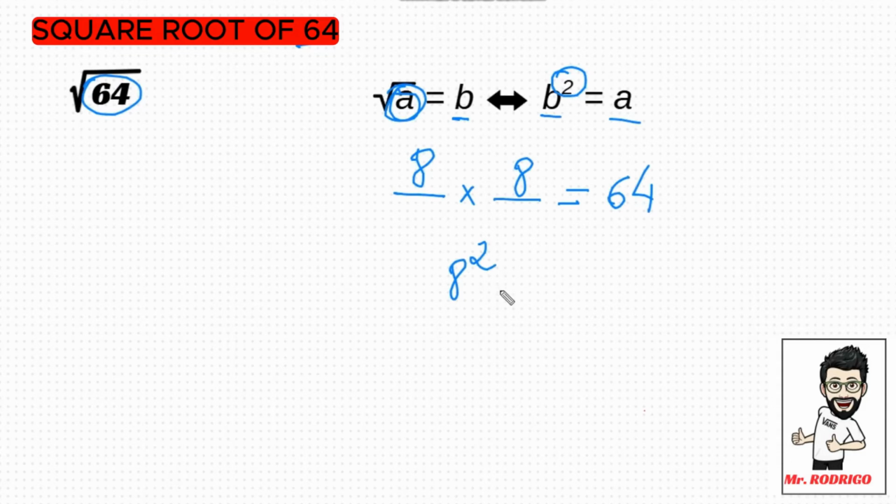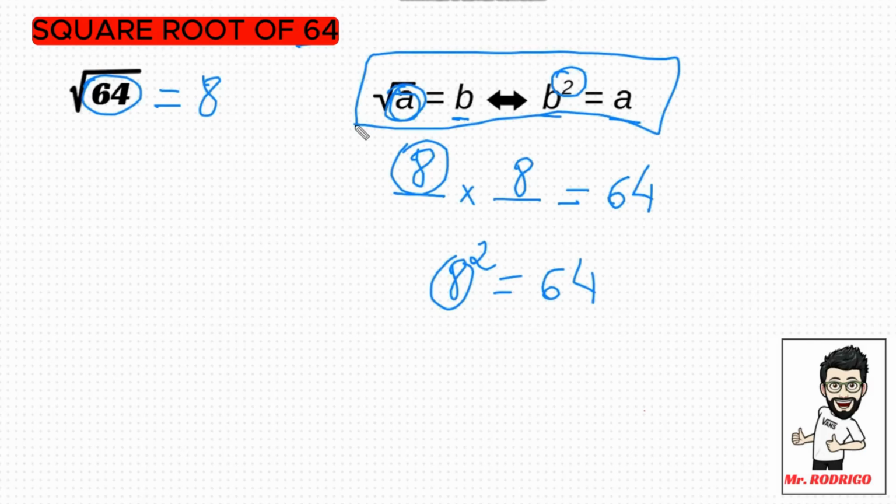Simply put, 8 squared is equal to 64. So, the number 8 is the value of the square root of 64. Therefore, the square root of 64 is 8. So, in a simple way, we calculated it here just by applying the definition of the square root.